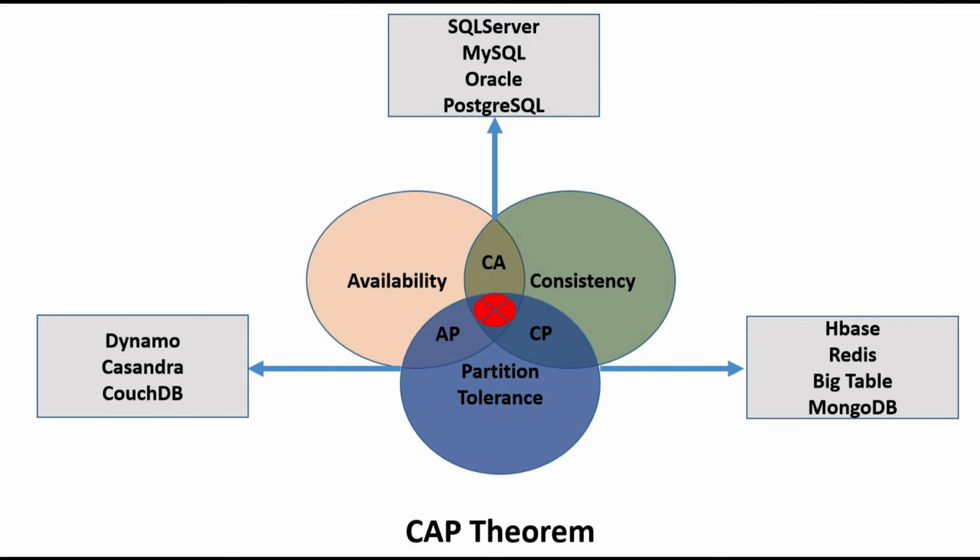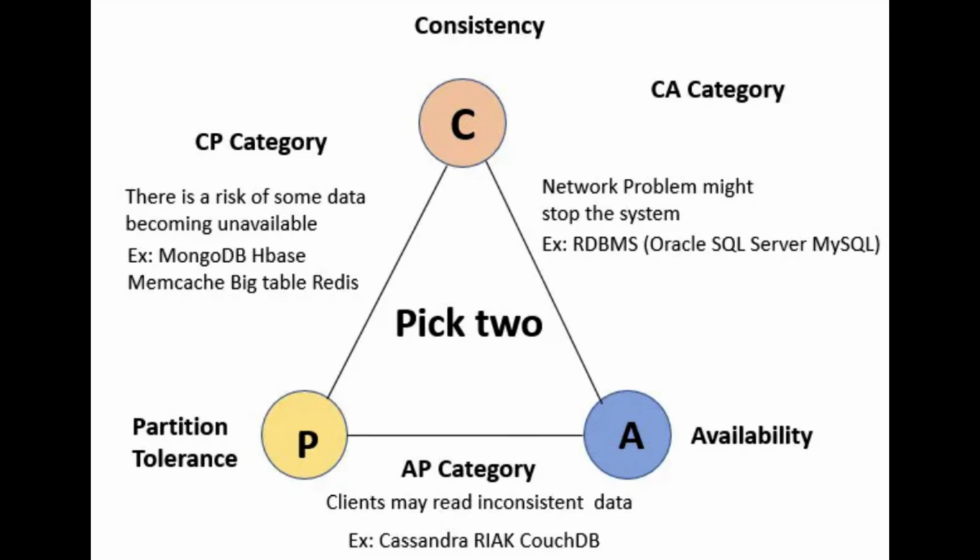CA systems: these systems prioritize consistency and availability. They sacrifice partition tolerance. Examples include traditional relational databases that might prioritize consistency over availability in the event of network failures. CP systems: these systems prioritize consistency and partition tolerance. Availability might be compromised in the face of network partitions. Examples include systems like HBase.